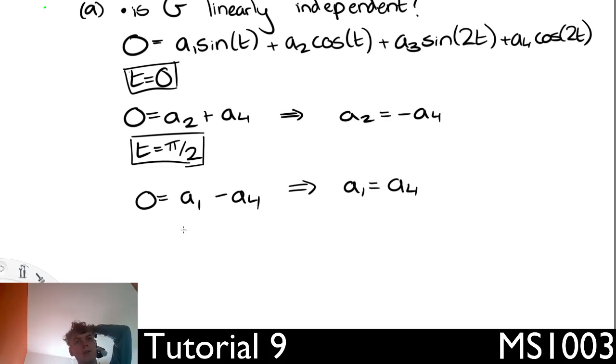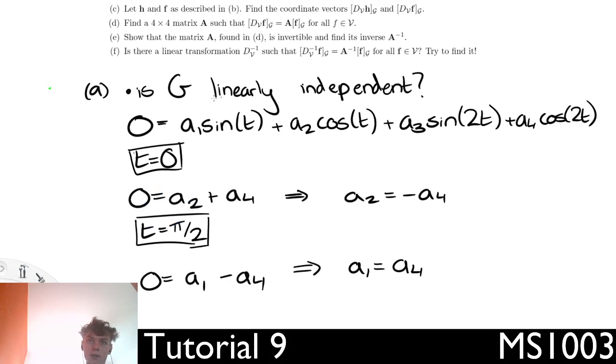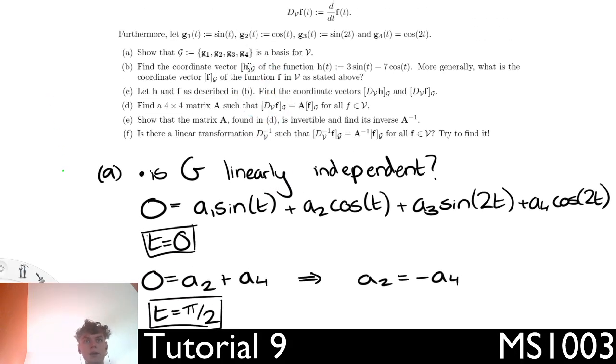You can let t be equal to pi over 4, pi over 8, and so on. You just plug in, and sometimes your sines will disappear, sometimes your cosines will disappear, and you should get multiple equations. You only need 4 of them. Then you can do simultaneous equations or row reduction now that you've learned this. You'll get that all the a's have to be 0, which is what you want. So that's how you do part A, to check if they're linearly independent.